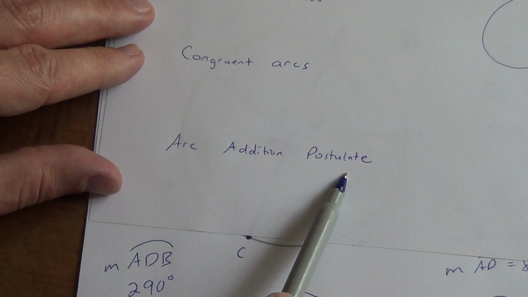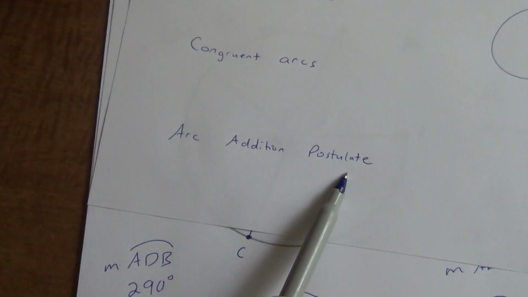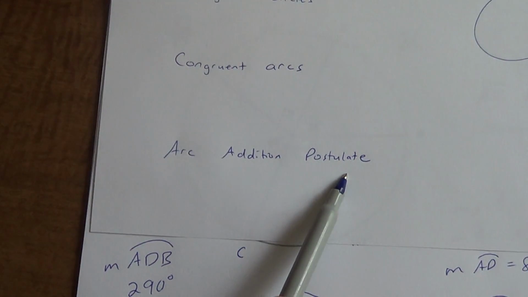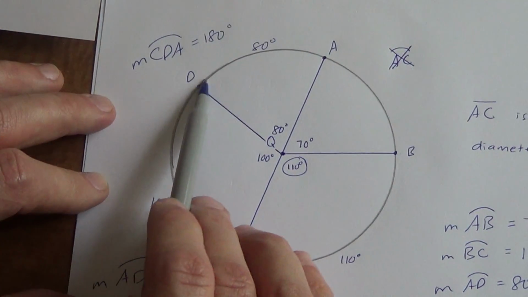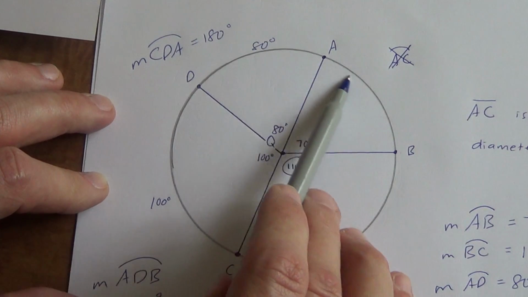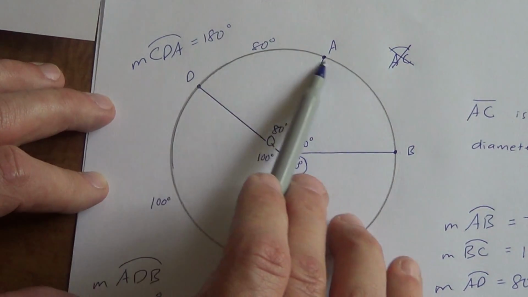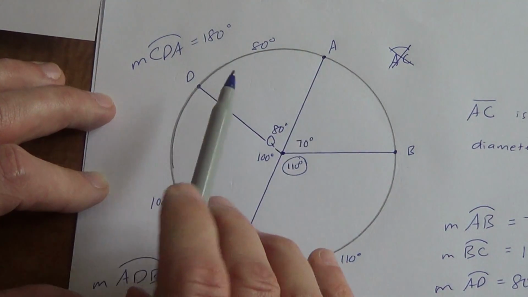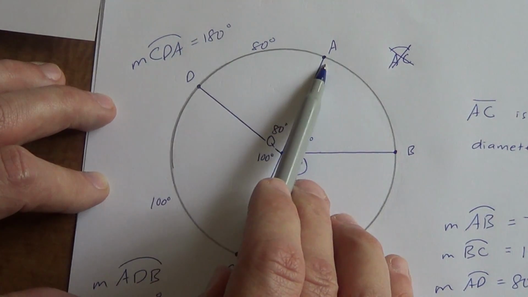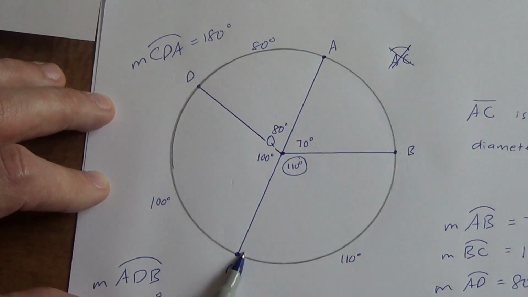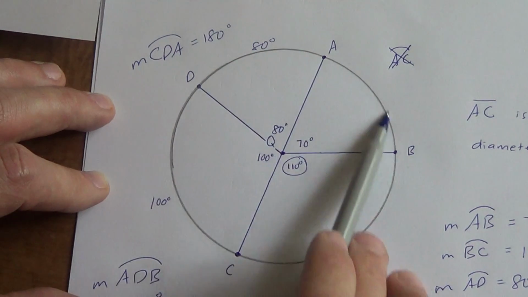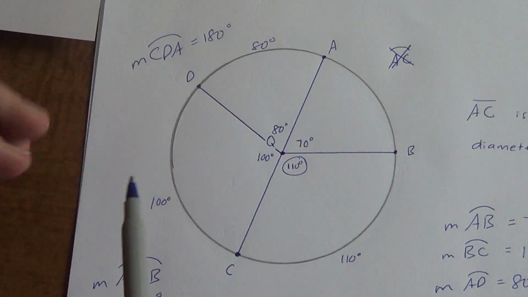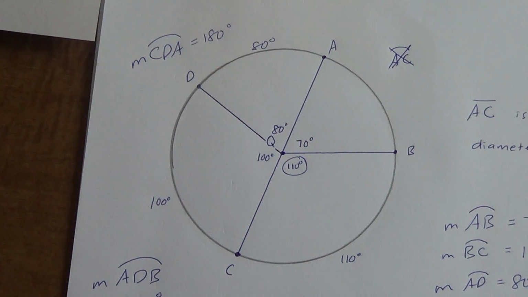The arc addition postulate says you can add adjacent arcs together to get bigger arcs. Okay? You can add arc DA plus arc AB to get arc DB. Or you can add arc DA plus arc ABC to get arc DAC. You can add adjacent arcs together to get bigger arcs.